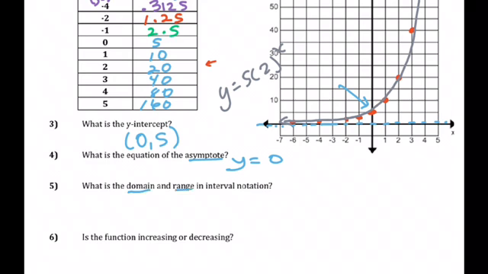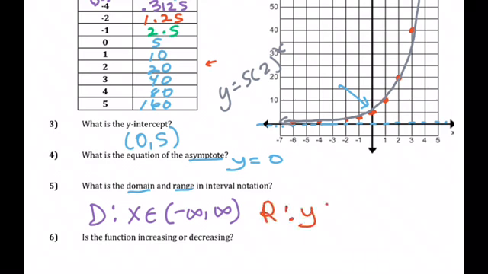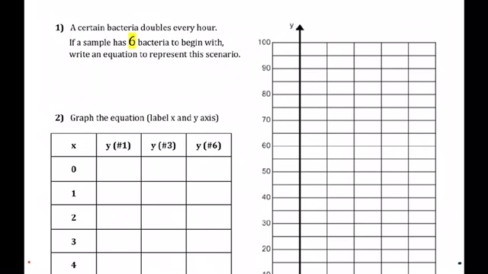What is the domain and range? So the domain, remember, in exponential equations, the domain is all real numbers. That's always, all the time, with all exponential equations. So I know what that's going to be. What is my range? How low does this graph go? It bottoms out at 0. So we're going to go from 0, and it's going to go all the way to infinity. So that's my domain and range. Is the function increasing or decreasing? Hopefully that's easy to tell that it's increasing.